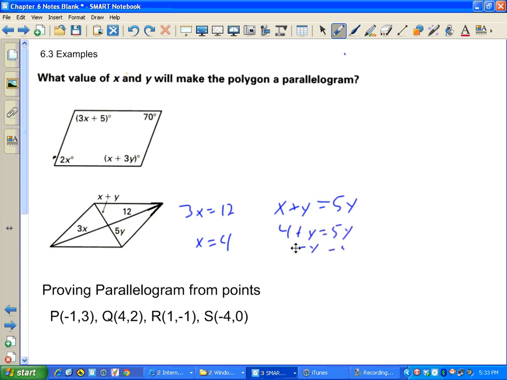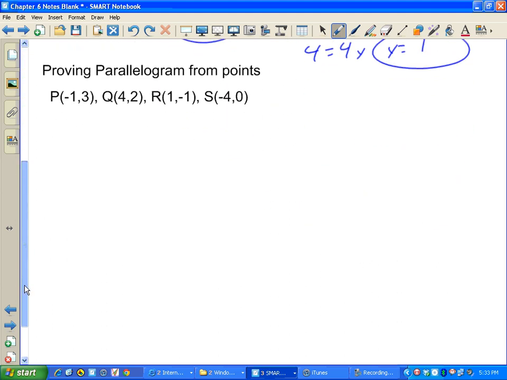Subtract the y. So 4 equals 4y, so y equals 1. That would be my answer for this.